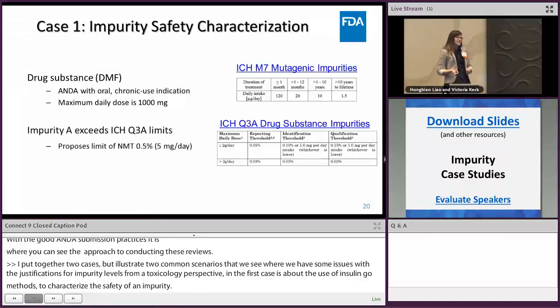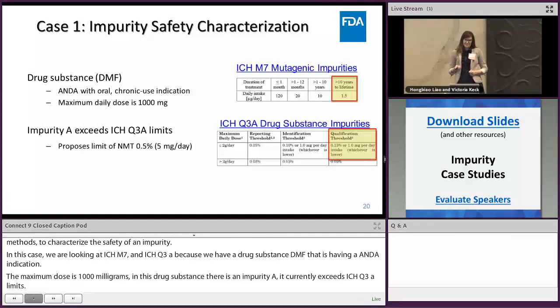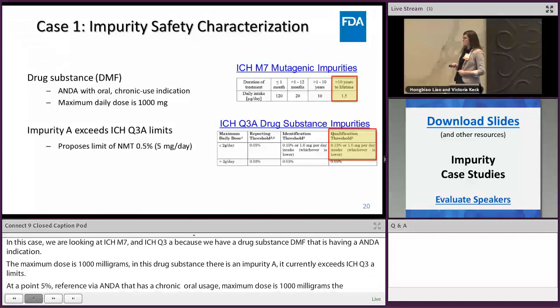In this drug substance, there's an impurity we'll call impurity A, and it's currently exceeding ICH-Q3A limits. They're proposing a limit of 0.5%, but since it is being referenced by an ANDA that has a chronic oral use indication, and the maximum daily dose is 1,000 milligrams, these are the limits that would apply. For any potentially genotoxic impurities, the limit should be 1.5 micrograms per day. And for any non-mutagenic impurities, the limit should be 0.15% or 1 milligram per day, whichever is lower.